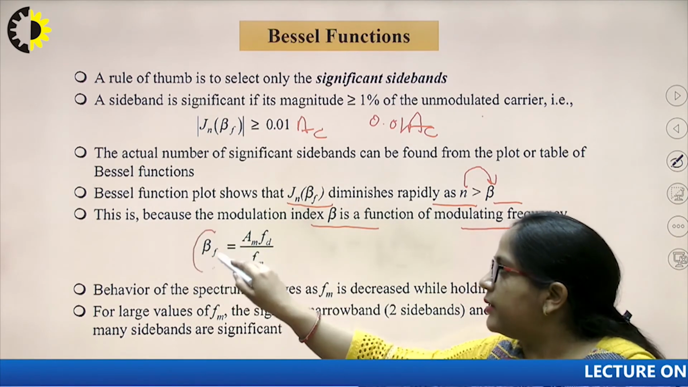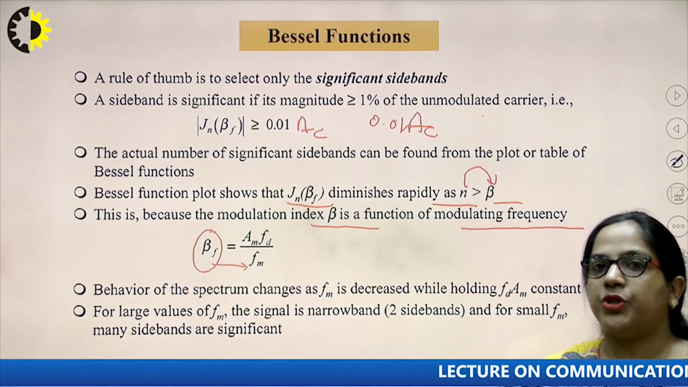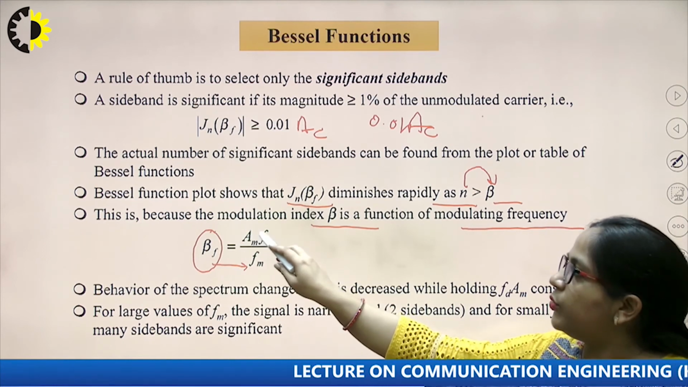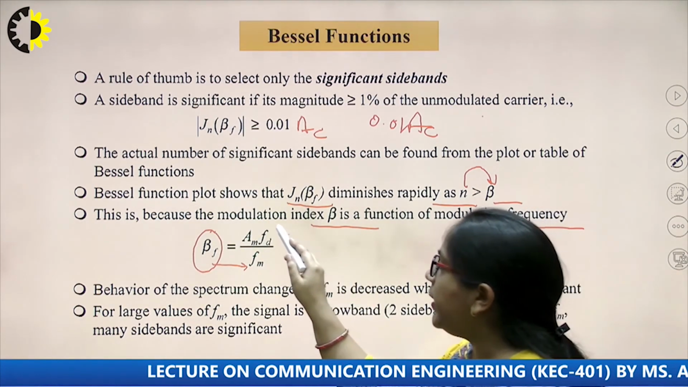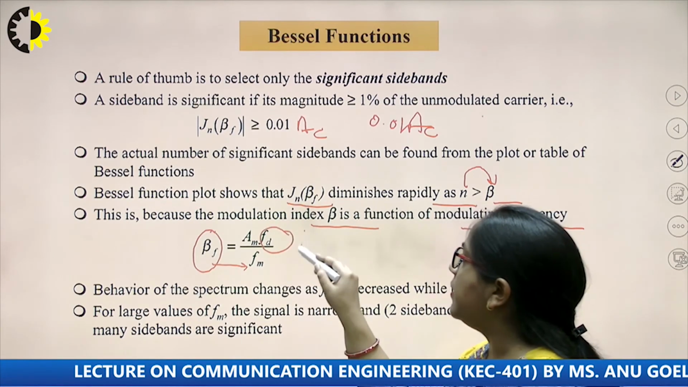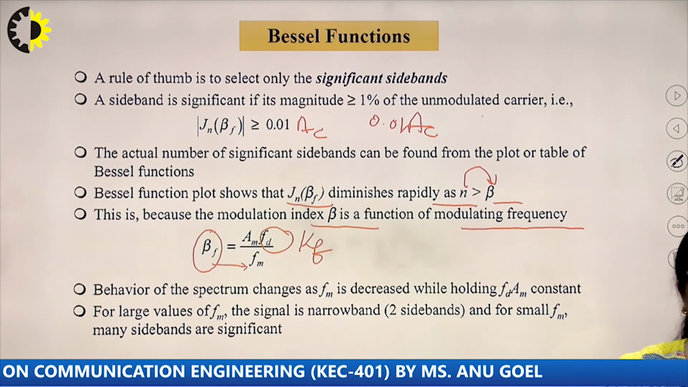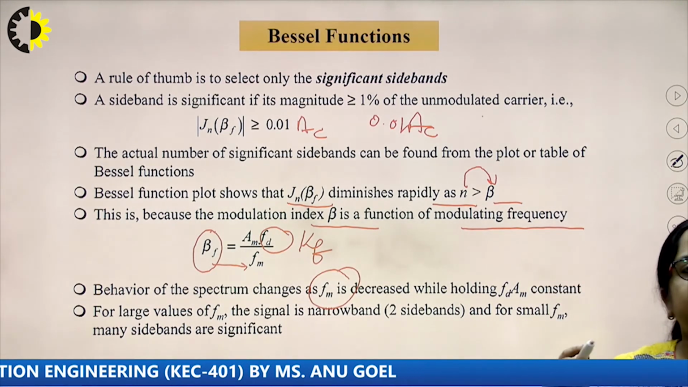This is because the modulation index beta is a function of modulating frequency fm. It is inversely proportional to modulating frequency fm and directly proportional to the amplitude of the modulating signal and delta f, where delta f is the frequency sensitivity parameter kf times that amplitude. So, the behavior of a spectrum will change as fm is decreased or increased.